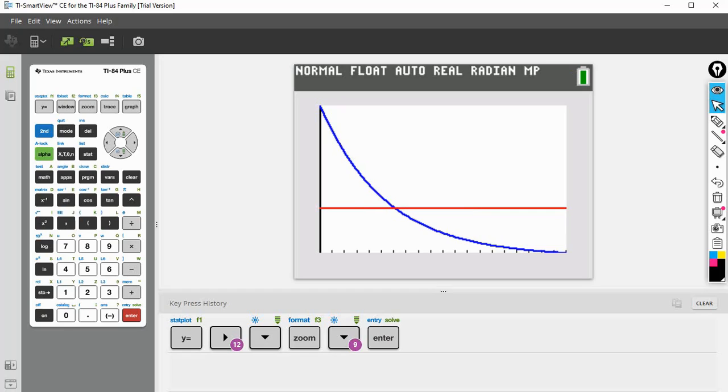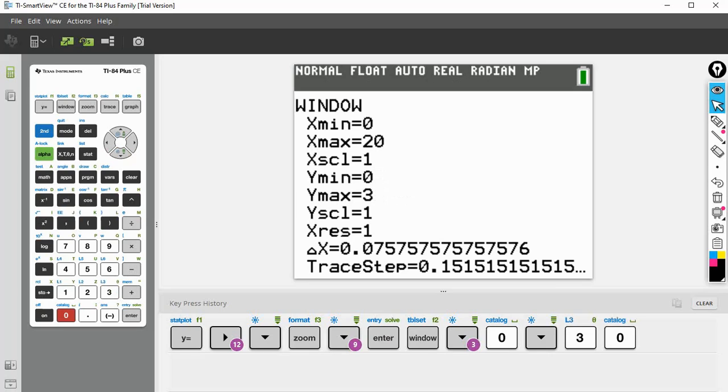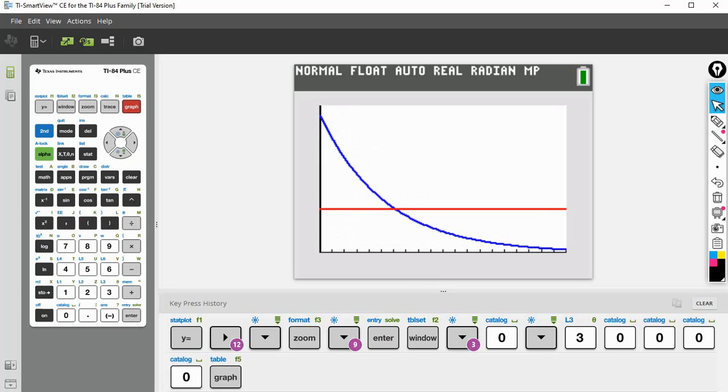But I want to improve the view a little bit. So let's adjust the window according to the circumstances. So a 0 minimum for x is fine because x represents time. And a maximum of 20 is fine. That's about 20 years. The y minimum, let's make it 0. And the maximum, they use 28,000, which makes sense because that's the maximum value of the vehicle. But let's use 30,000 just to make it a little bit nicer. And the scales are fine. So let's just hit on graph, and there we go.